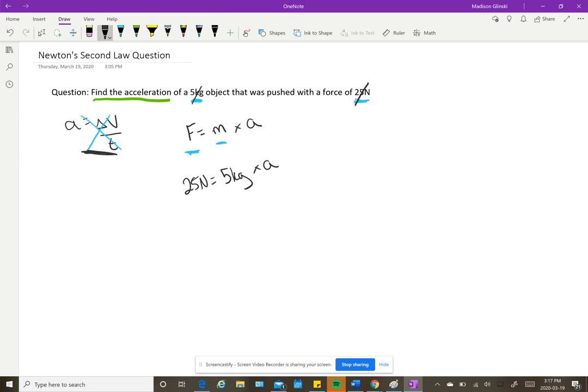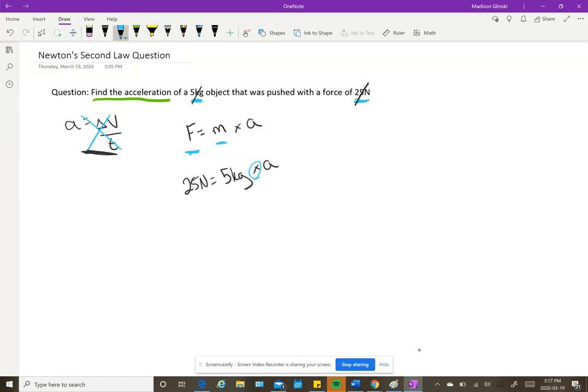I know you guys are learning this in algebra, so this is going to be a review for you. In order to isolate A, or acceleration, on one side of the equation, you need to move everything else, such as mass, over to the other side of the equal sign. You do this by doing the opposite of what's happening. So this is 5 kilograms times acceleration.